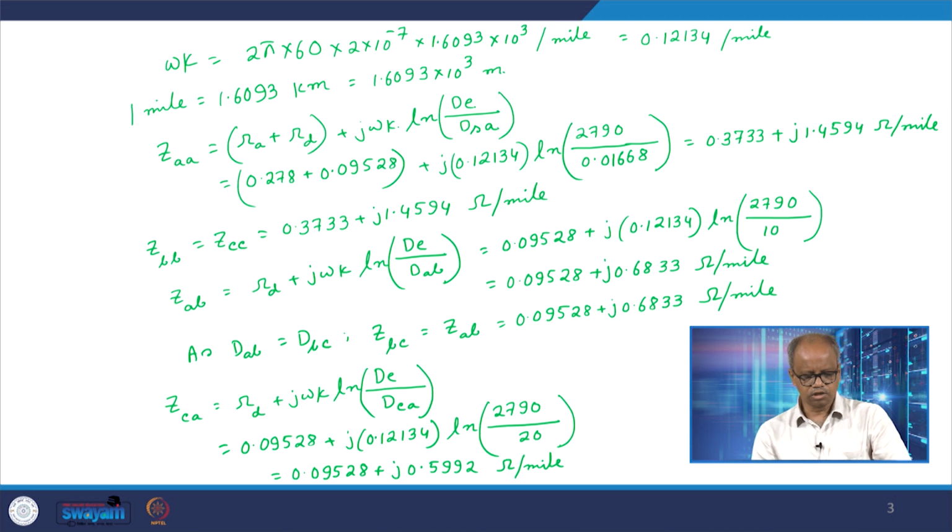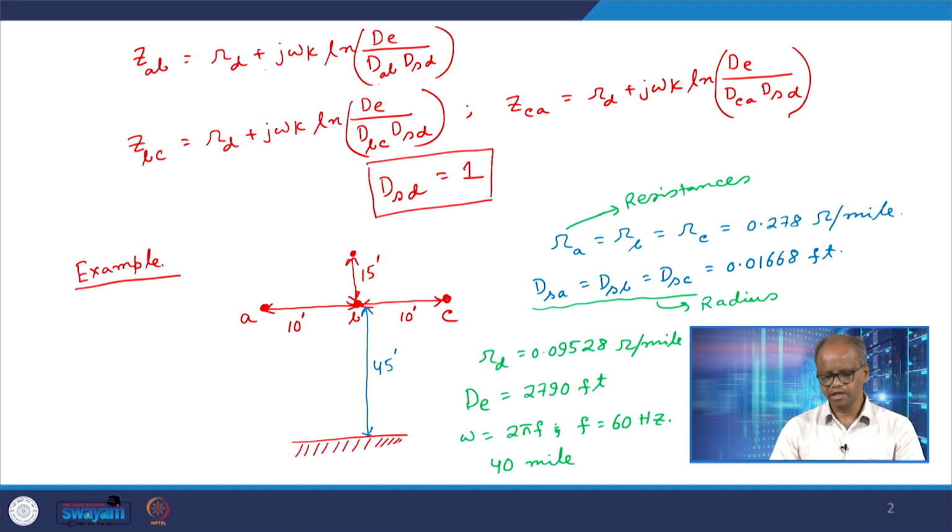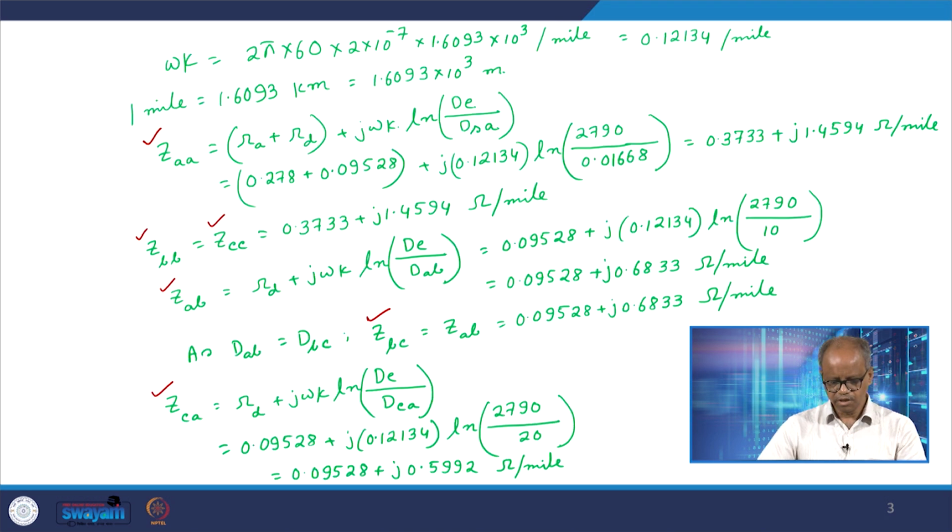So, what we have got are the values of ZAA, ZBB, ZCC, ZAB, ZBC and ZCA. These values we have all got in terms of ohm per mile. Now, because the length of this line is 40 miles, to find out the impedance matrix, this would be given by that essentially.